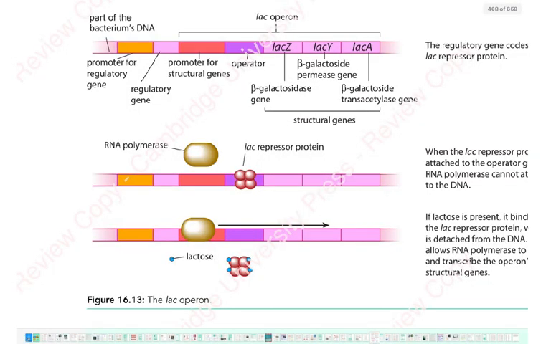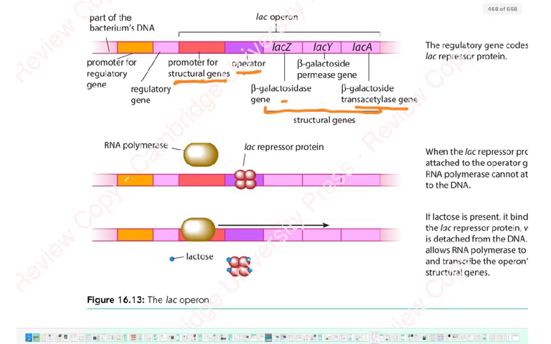Now let's look at this diagram. Now you know all this is the lac operon. What is the lac operon? It's made of the promoter for the structural gene, then the operator, then lac Z, which is the beta galactosidase gene, then the lac Y, which is the beta galactoside permease gene or lactose permease gene, and lac A is the trans-acetylase gene. And these are classified as the structural genes, right? Then we have the promoter and we have the operator.